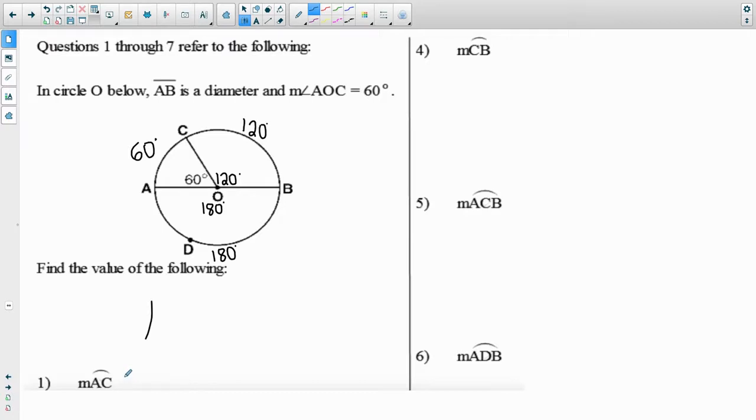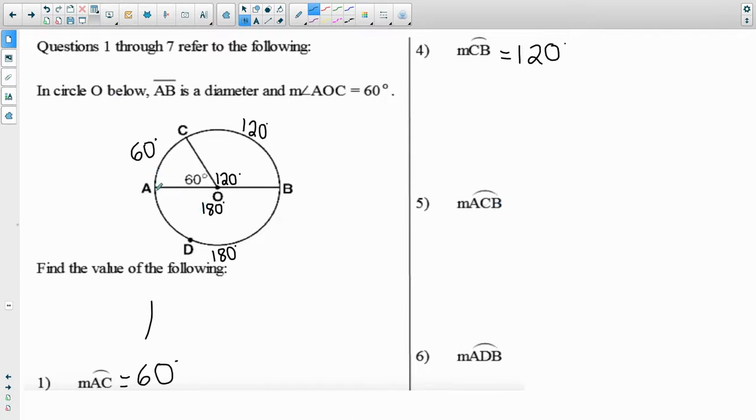Find the measure of arc AC. Well, we already did that. That's going to be equal to 60 degrees. And find the measure of arc CB. We already did that one, which will be equal to 120 degrees.